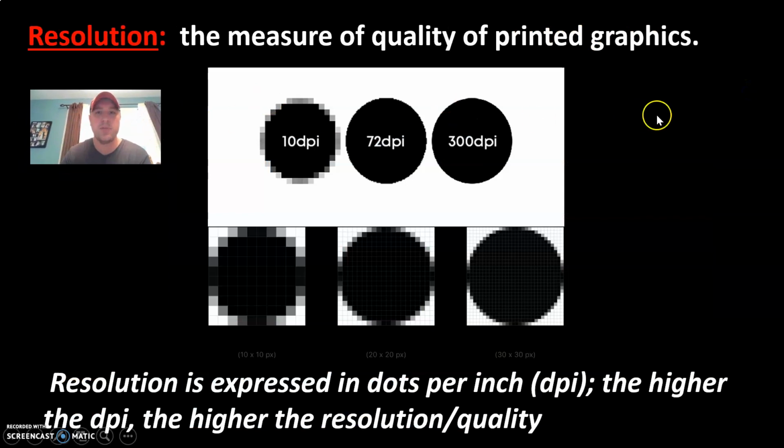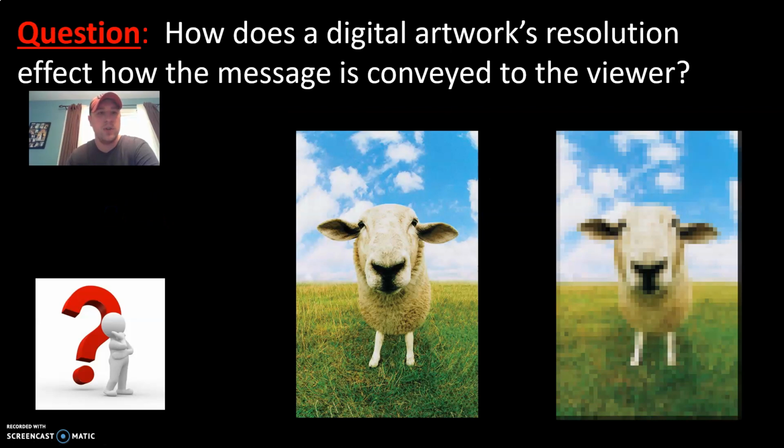Resolution is the measure of quality of printed graphics, and being that we're dealing with graphic design, this is a very important definition to know. Resolution is expressed specifically in dots per inch. So if you've ever seen something like this over here, we have a number of DPI. The higher the DPI, the higher the resolution, the quality. So if you've ever tried to click on an image on Google or on the internet in general, and the image is very granulated like this, that means it has a low DPI. You always want to check at the bottom of the picture before you click on it if it has a high DPI, so that you can have a high resolution image to use for whatever you're using it for.